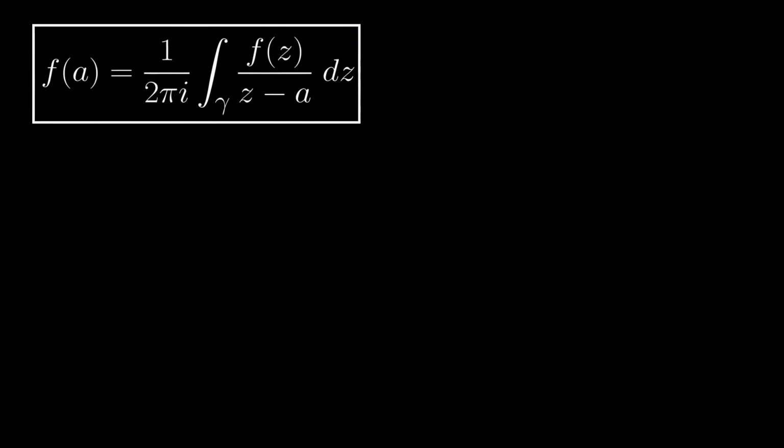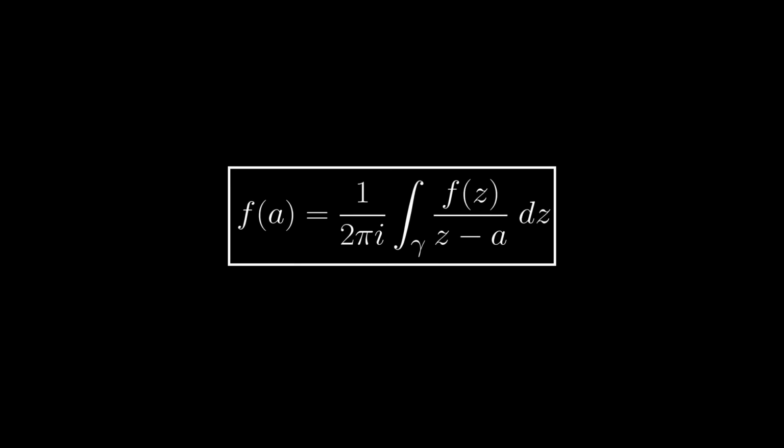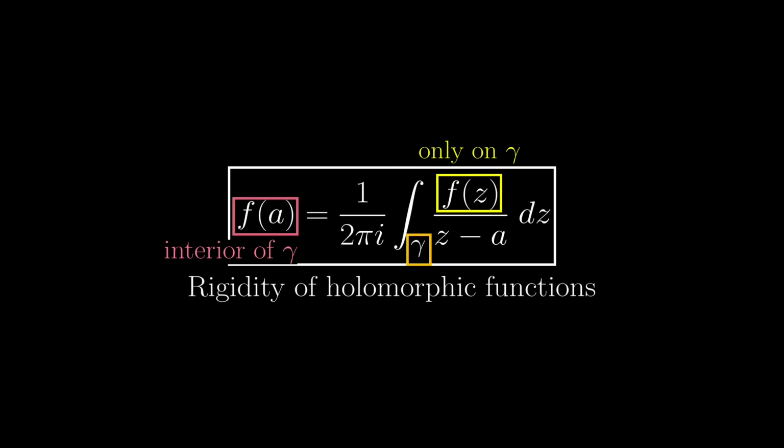However, what is so special about this formula? The first thing to notice is that since we are integrating along gamma, we actually only need to know the value of f on that path, and yet we are able to determine the value of f in the interior of gamma. Actually, every point in the interior. This just demonstrates how rigid holomorphic functions actually are.